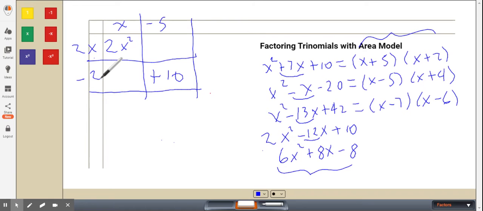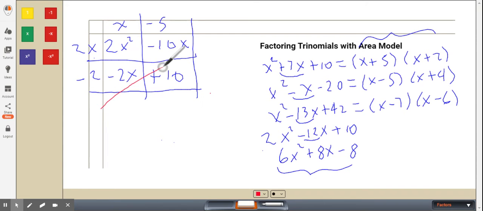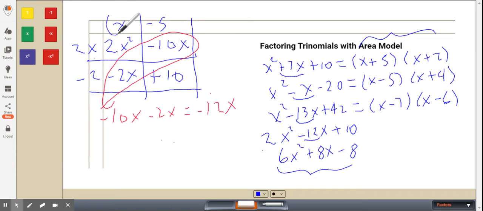2x times negative 5 is negative 10x, and negative 2 times x is negative 2x. Good. You can almost see now, if you haven't already, that our diagonal here works. In other words, negative 10x minus 2x produces a negative 12x, which is the midterm of our trinomial that we were intending on factoring. And when that works, we have our factors.